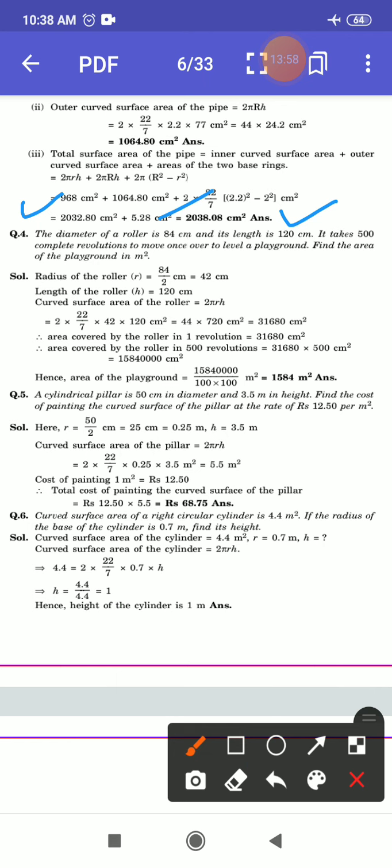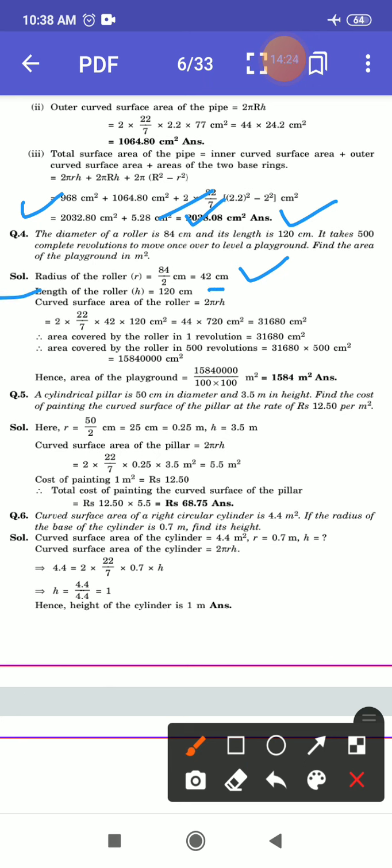So at that time you have the dimensions of the roller: the diameter is 64 centimeter here. So you have to find the radius. What is the radius of this? Radius is half of the diameter, so that means 32 centimeter. And then after you have the length. So length is this, so length is 120 centimeter here.